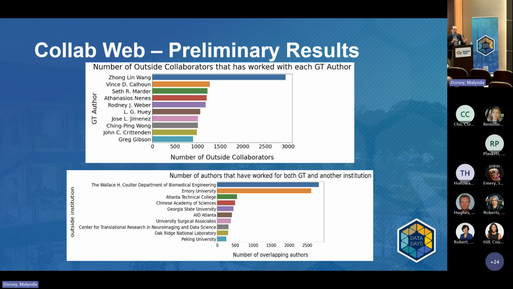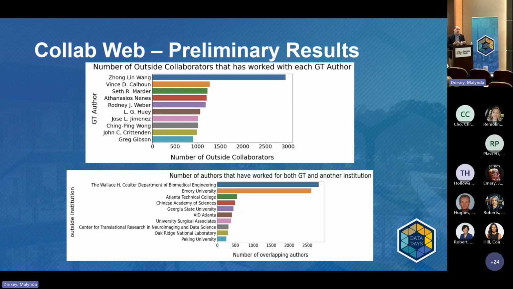And so, when we look at the set of researchers that currently are working at Georgia Tech or have worked at Georgia Tech, what other institutions have they also worked at or are currently working at, right? Kind of trying to find those intersections. And so we have some of that data.